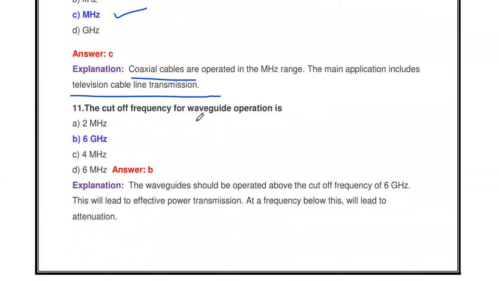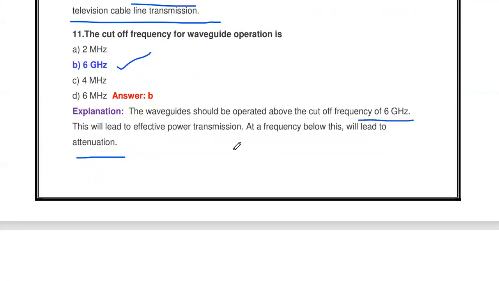Then the next one, the cutoff frequency for waveguide operation is dash. The cutoff frequency for waveguide operation is 6 gigahertz. The cutoff frequency means it should be operated above that particular frequency. So in a waveguide, if you are transmitting above 6 gigahertz, the power transmission is effective. Below it, we will get some attenuation. That is said to be the cutoff frequency. So a waveguide will allow signals above 6 gigahertz to be transmitted very effectively.